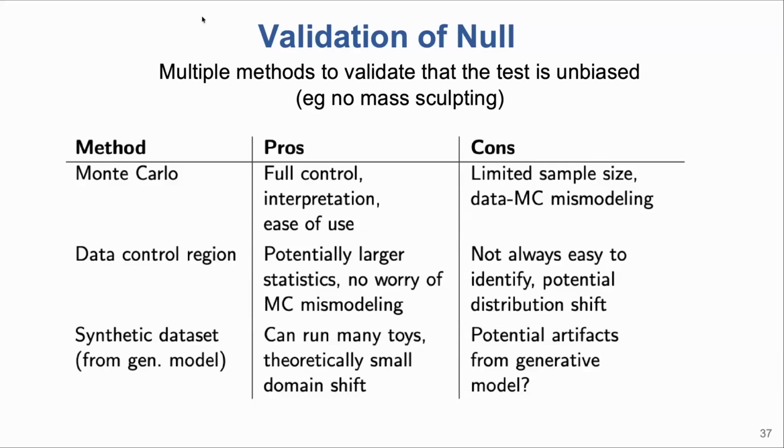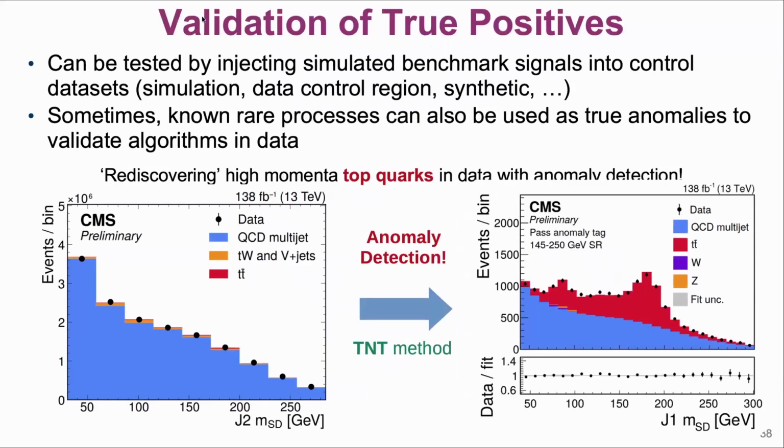You can also run on synthetic data sets, which are cheap to sample from, so you can get infinite statistics. But of course, then you're worried about the data coming from some generative model. And if you train that generative model in the right way, in theory, there could be very small domain shift. But you always worry about potential artifacts in the generative model that would bias things or make you have poor conclusions.